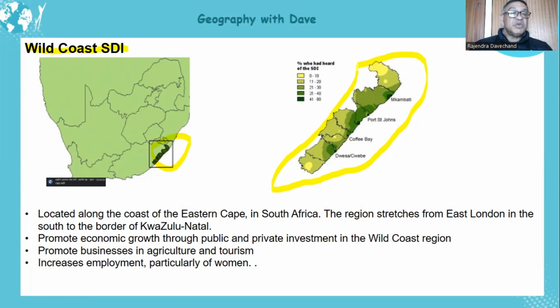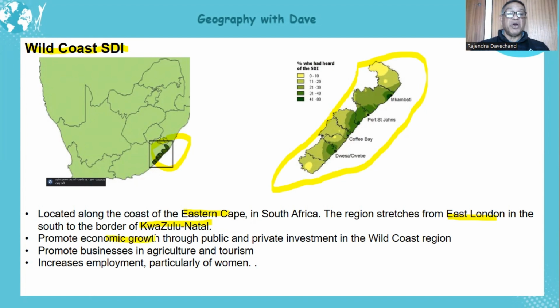Okay, it's located along the east coast of the Eastern Cape in South Africa. The region stretches from East London in the south to the border of KwaZulu-Natal. Okay, so it's in the Eastern Cape. What's the big thing here?